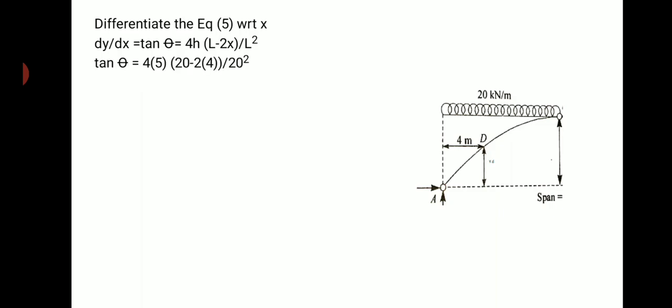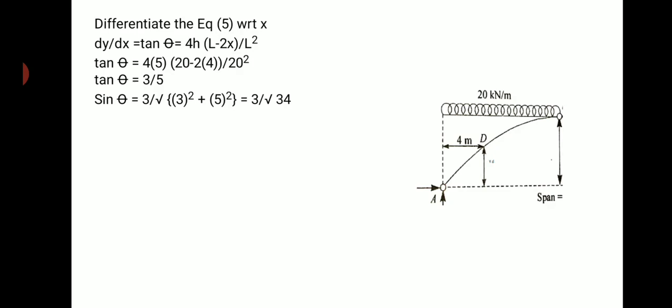So after differentiating that, I need to put the values. So h will be equal to 5 here. L is equal to the overall span, that is 20 meters, and x is equal to 4 meters. So if I just substitute that, I'll get the value of tan theta, that is equal to 3 by 5.